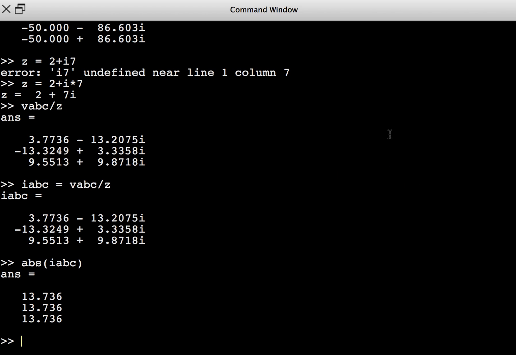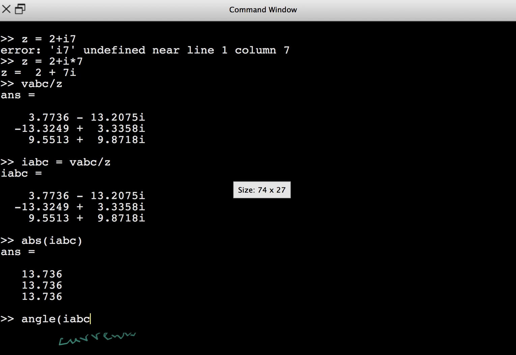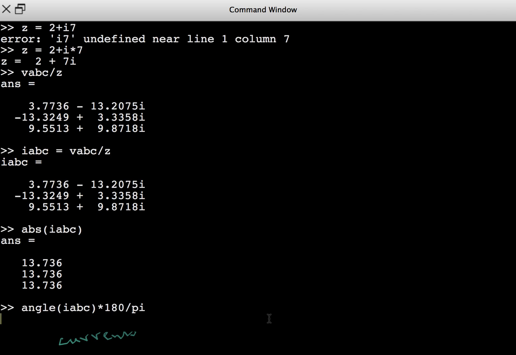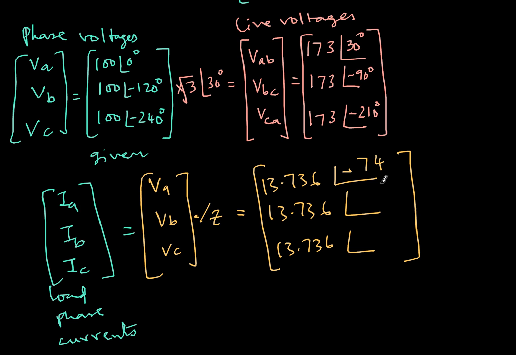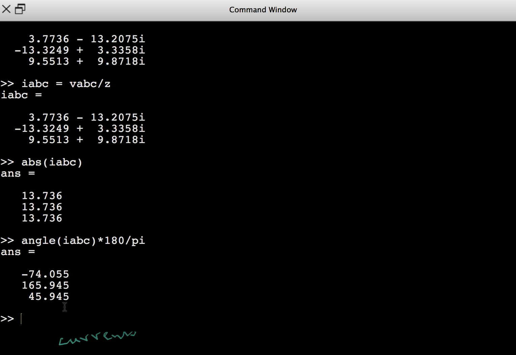So let's look at the angles. ANG, angle of IABC. And this will be in radians, so I want to convert into degrees. So I'm just multiplying by 180 and dividing by pi. So these are the angles: minus 74 degrees. I'll just round it off to minus 74, 166 and 46. So this is minus 74, 166 degrees and 46 degrees. So here I got the currents in this fashion.